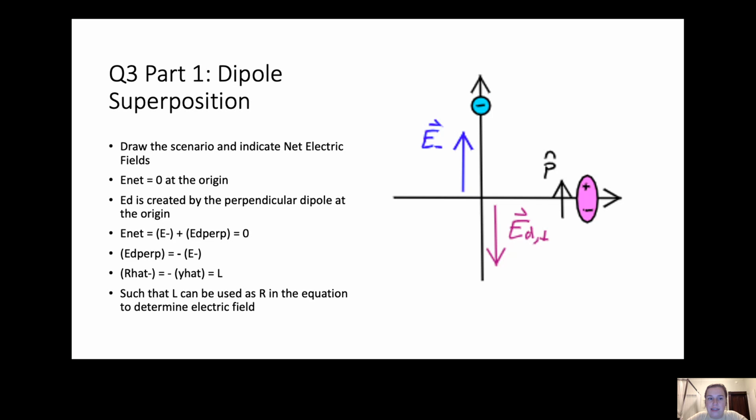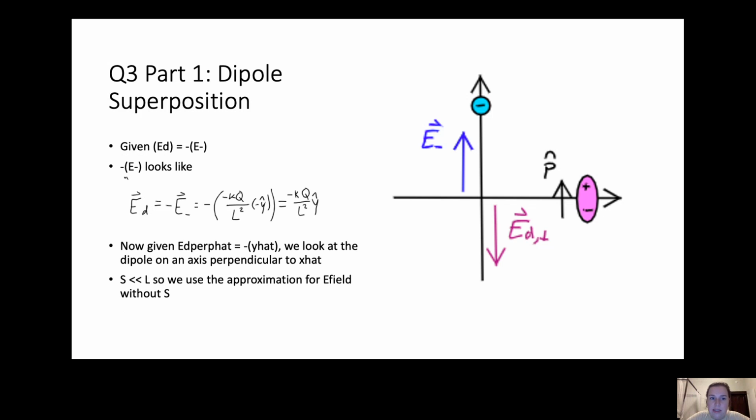E net is 0 at the origin, and given that the dipole moment is creating a perpendicular dipole field at the origin, and E net should be equal to 0, E net being E negative plus E_D perp at the origin, then we can determine that E_D perp should be equal to negative E field for the electron. At that point, you can also determine that r hat for the negative particle is equal to negative y hat, and the distance is L, which was given earlier, such that L can now be used as r in the equation to determine an electric field.